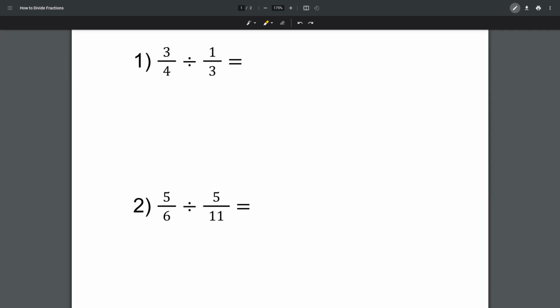In this video we're going to divide fractions. So let's look at number 1. We have 3/4 divided by 1/3. Couple things you need to know when you divide fractions, so I'm going to give you a little bit of vocab to start. So right here, this 3/4, the number that's being divided, is called the dividend.